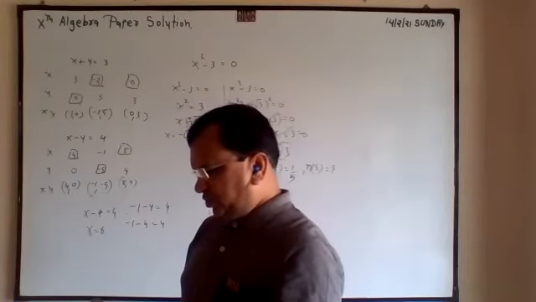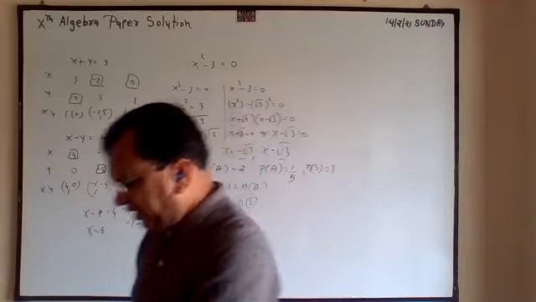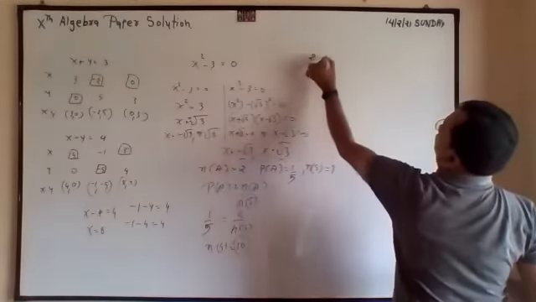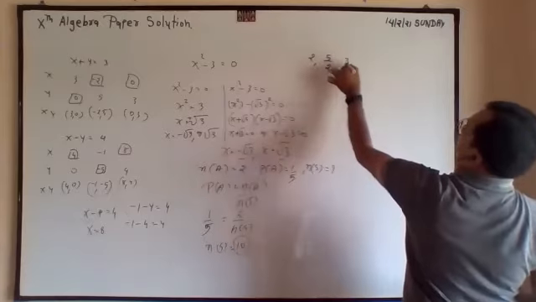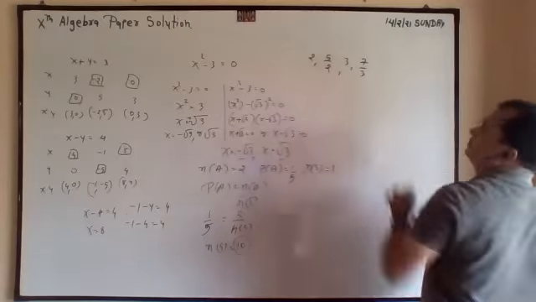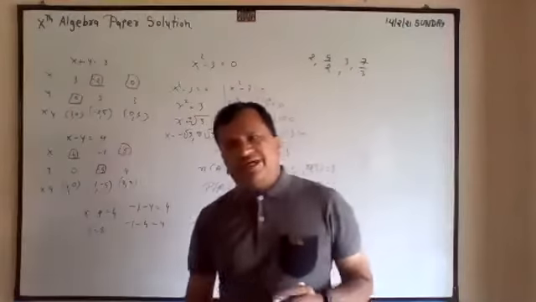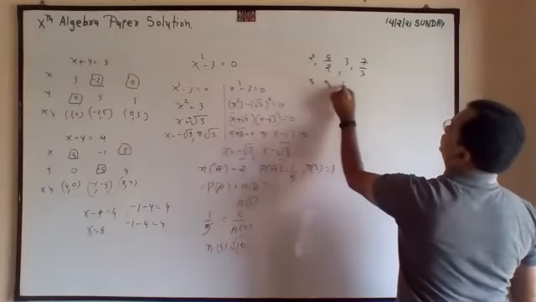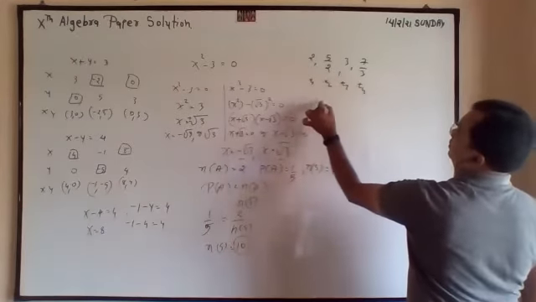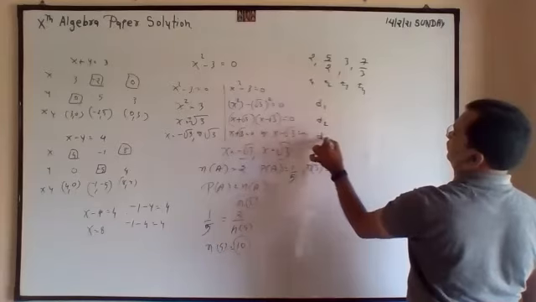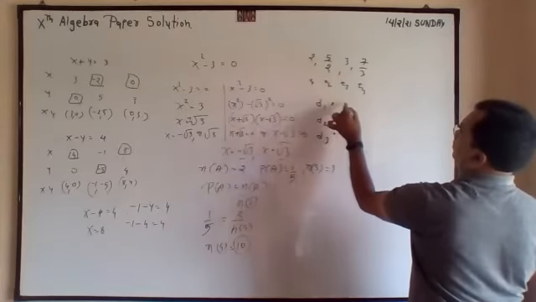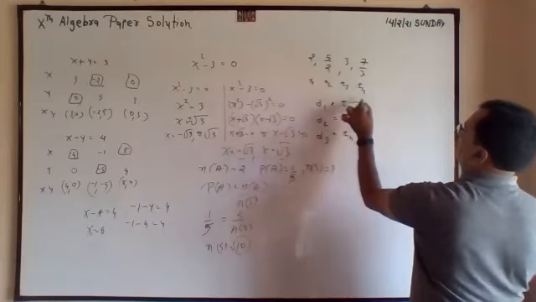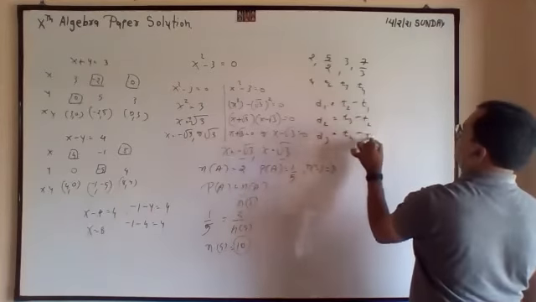AP or not? 2, 5 by 2, 3, 7 by 3. We have to find out whether it is AP or not. So this is T1, T2, T3, T4. Difference 1, difference 2, difference 3. Three times you have to find out. So T2, T3, T4. T1, T2, T3.